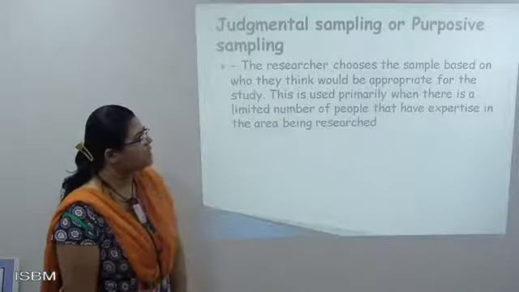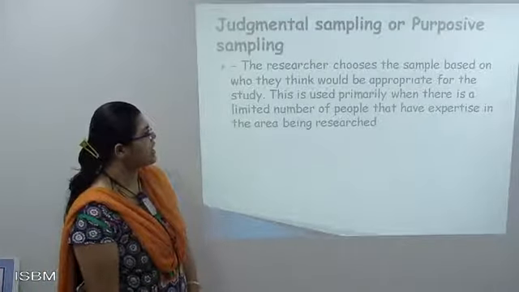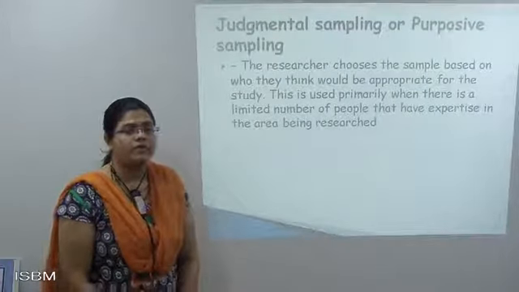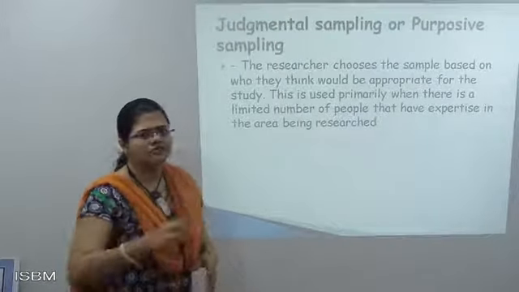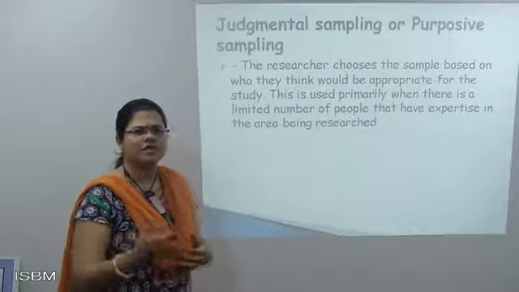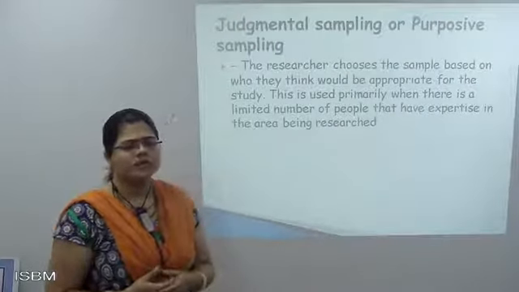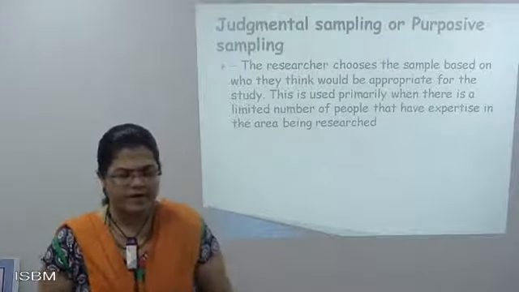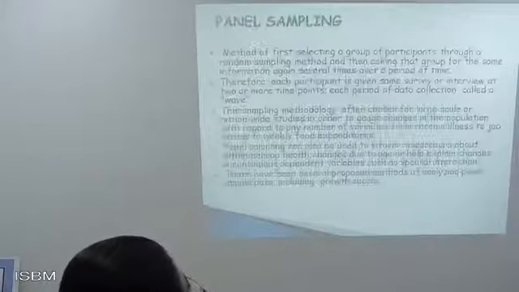This is very primary when there is a limited number of people who have expertise in the area being researched. When the person is doing research with expertise, they do not just ask some questions on a particular point; they pick people and make a judgment to get the information in that particular way. So this is also non-convenient, and that is why it comes under non-probability sampling, where it is done through expertise and judgment.